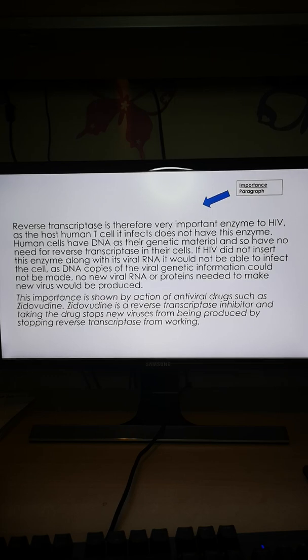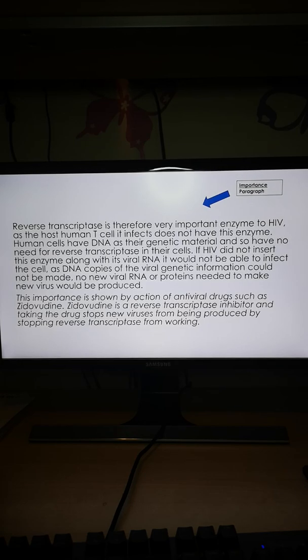I looked up the name of one of these drugs and I said the importance that I've described of the enzyme is shown by the action of these inhibitors, these viral drugs that inhibit reverse transcriptase, because taking the drug stops new viruses from being produced by stopping reverse transcriptase from working. So it kind of illustrates what happens when that enzyme doesn't work for the virus. And I thought it was a nice little bit of getting in outside spec content, which is what we collect along the way in year 2.